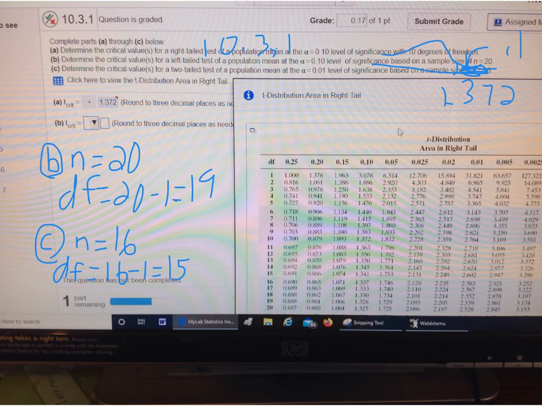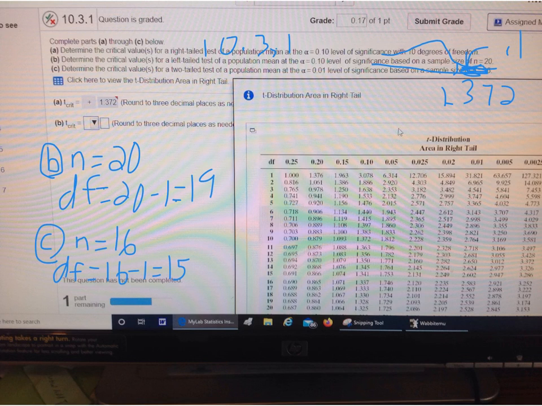Part B, they don't give you the degrees of freedom, they give you the sample size. Determine the critical value. This time it's left-tailed, alpha is still 0.1, but the sample size is 20. To get the degrees of freedom, you take 1 away from the sample size. So the degrees of freedom is 19, and alpha is 0.1 again. So it'd be this same column here, but we come down to 19. And if we come over, I see 1.328.